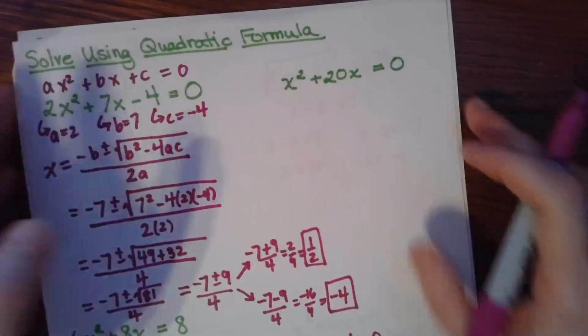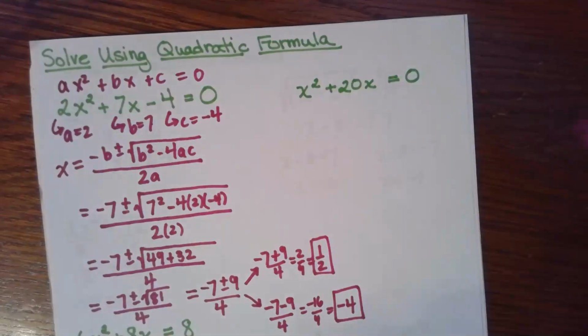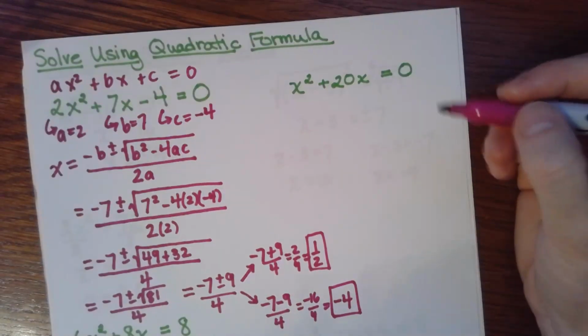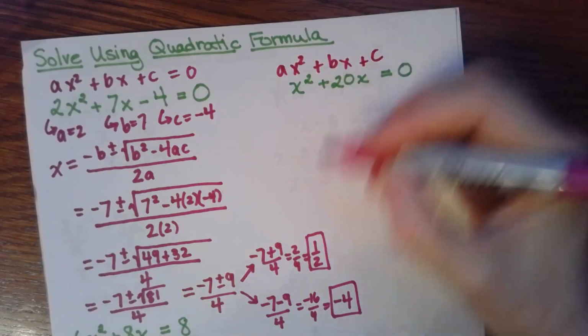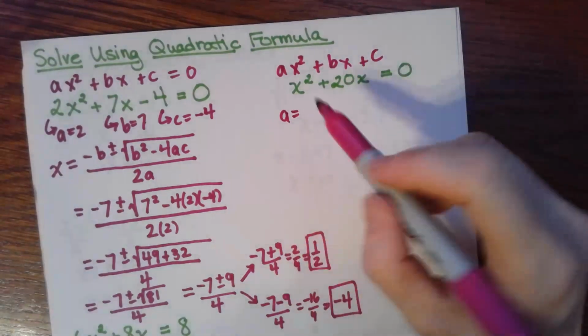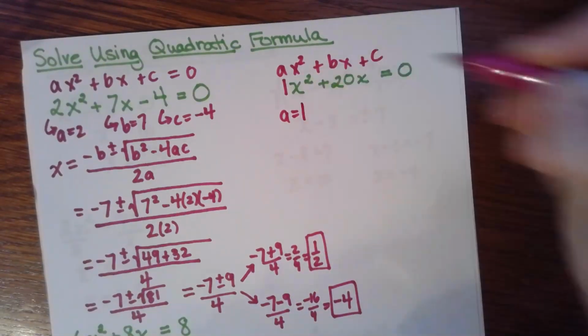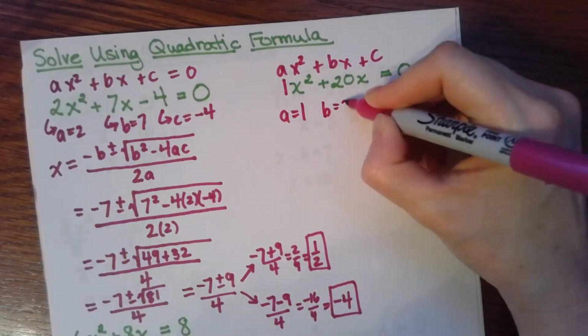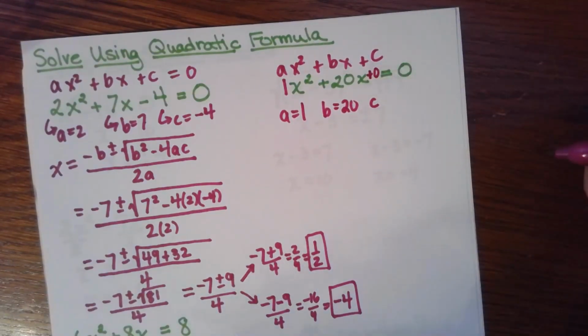Alright, one last problem up here. This would be way easier to solve if we just factored out the x and used the zero product property, but let's just also show that we can use the quadratic formula for problems like this as well. So is this in standard form? Well, ax squared plus bx plus c, our a, what's that? Well, there's an implied coefficient of 1 here. X squared means 1x squared, so a is 1. B is 20. And c, what's c? Well, we could easily just put plus 0 here and not change anything.